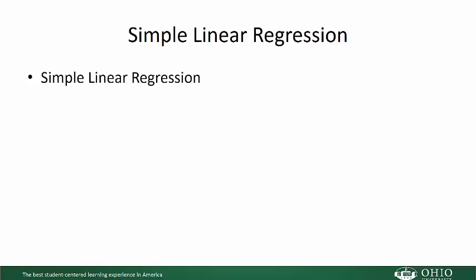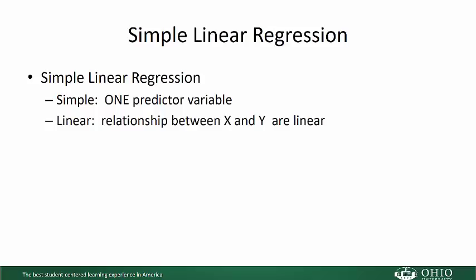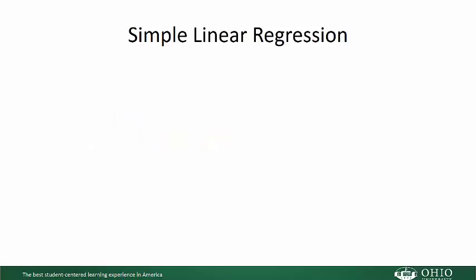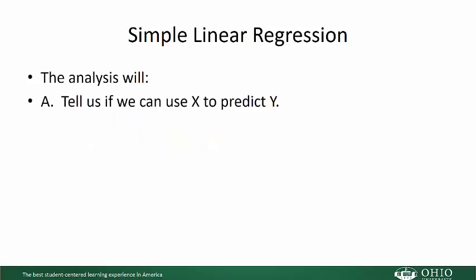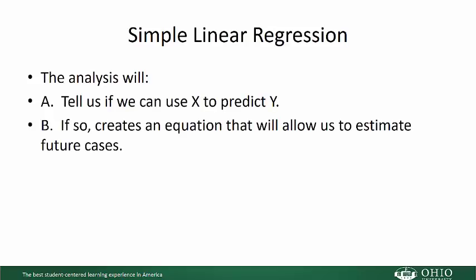In order to conduct a simple linear regression, there are a couple of conditions that need to be met. First of all, there should only be one predictor and one predicted variable. In addition, the relationship between x and y needs to be linear, and both variables need to be quantitative. This analysis is only appropriate if both of the variables are quantitative. A regression analysis will let us know if x actually does predict y in our data set. If it does, then the analysis will create an equation that we can use to predict future cases of y.